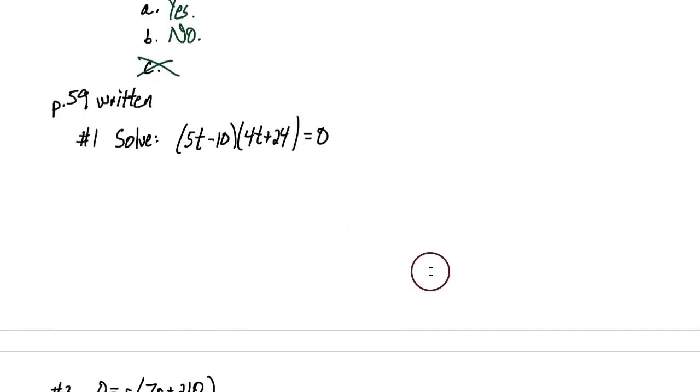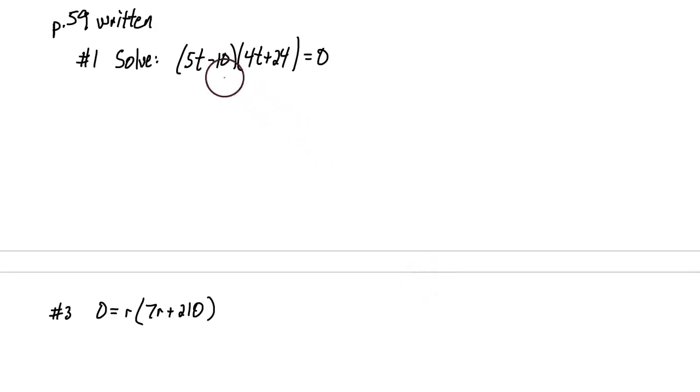Now page 59, the written problems. We're asked to solve an equation, and this equation has that form that we had just looked at in the oral exercises. There are two factors being multiplied together on the left side of the equation, and on the right it's a 0. Remember how we wrote this as an equivalent expression. We said that the first factor could equal 0, or the second factor could equal 0.